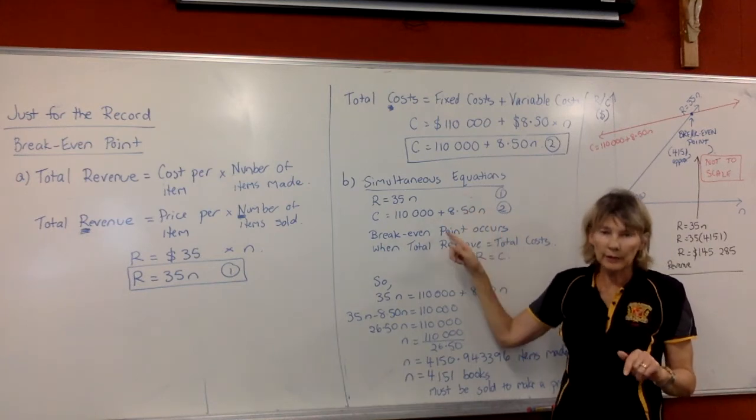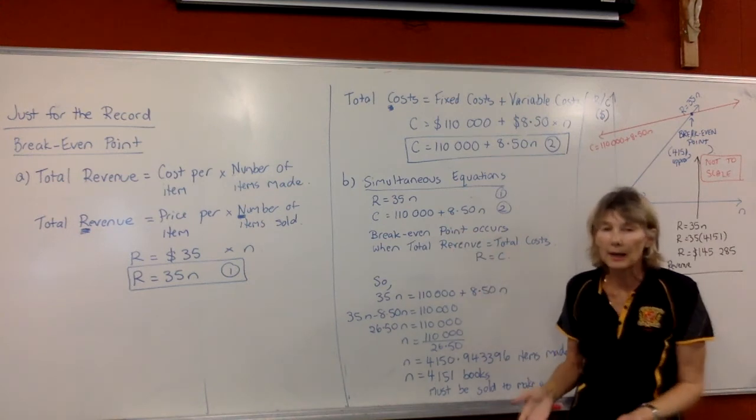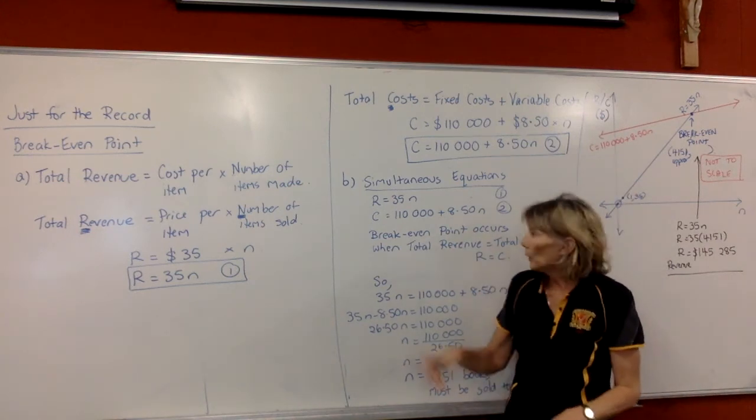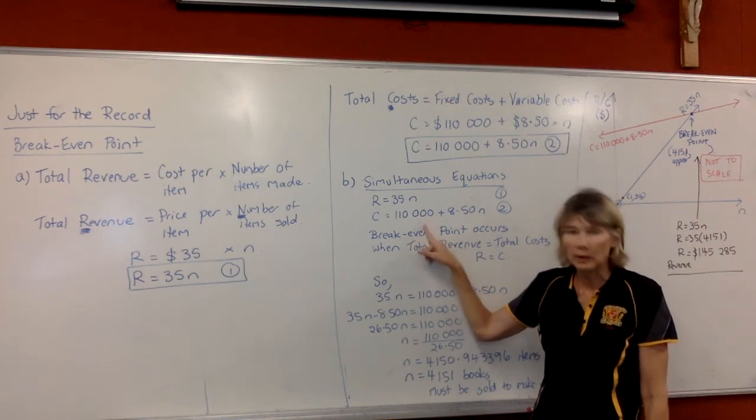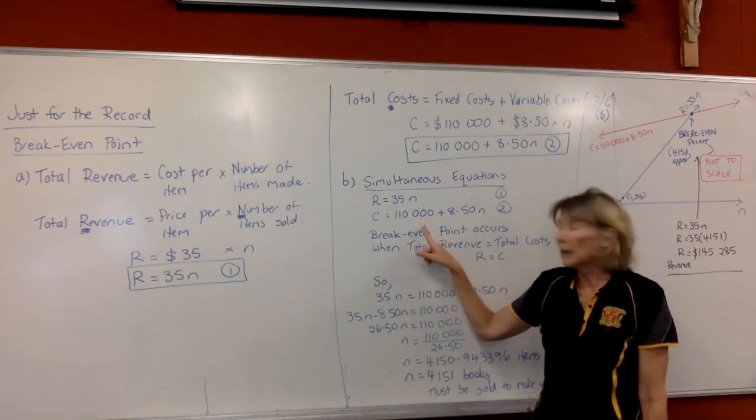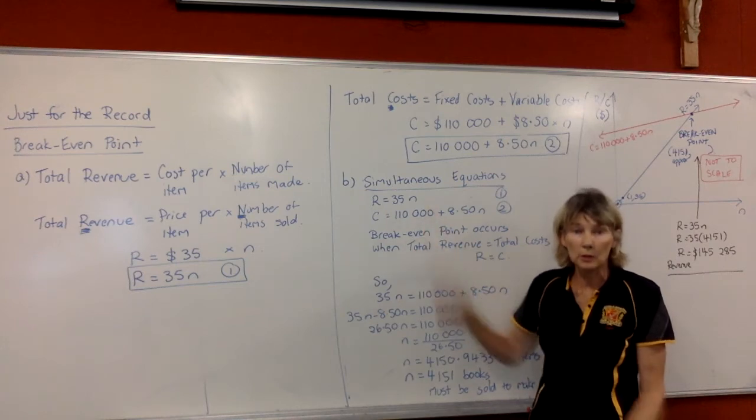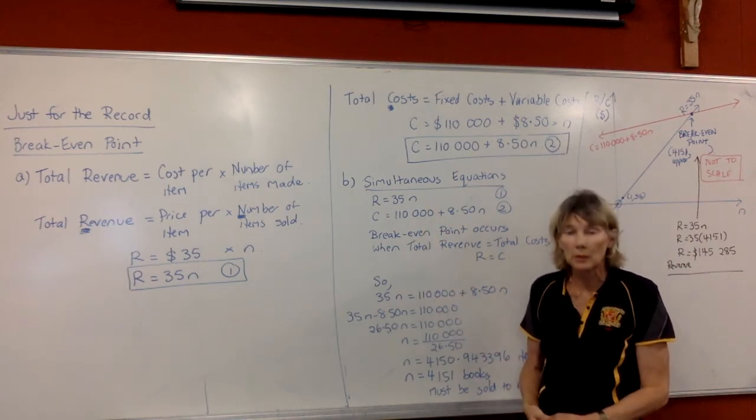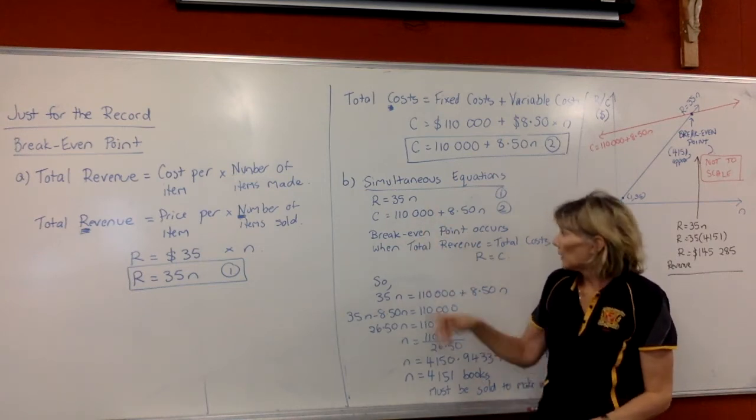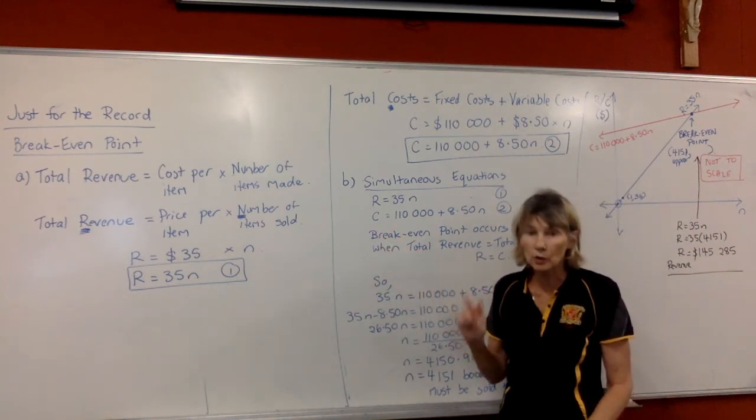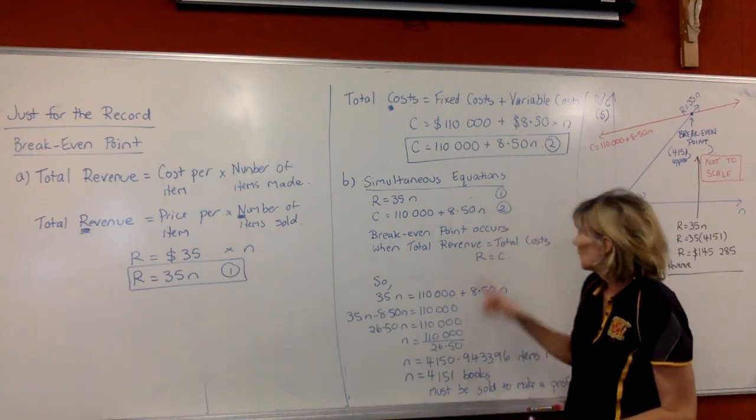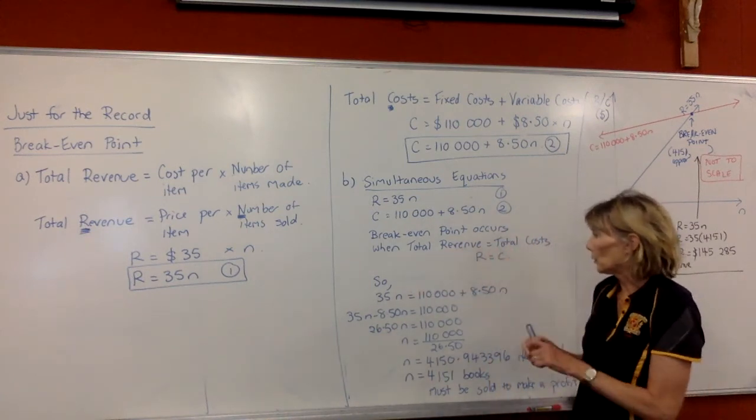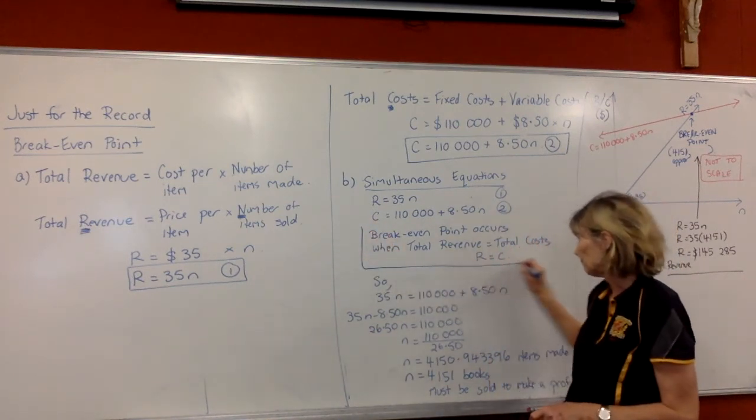If we were to graph this, which is what the question is actually asking in the book, we would end up with a y-intercept of 110,000. I don't feel like doing that graph, so we're going to do this the way we know how, with simultaneous equations, and see what answer we get. The break-even point is crucial to any business. A break-even point occurs when your total revenue equals your total costs.